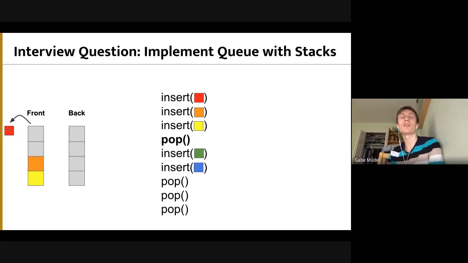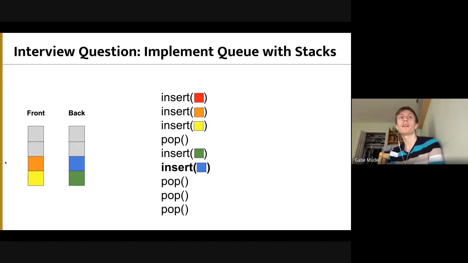We've removed the front of our queue, and then we also have access to the next two elements. So if we wanted to pop again, we'd pop the correct element, and if we wanted to pop again, we'd also pop the correct element here, because this is the queue ordering. Okay, and then when we insert, we add this green, we add this blue, right? And then let's say we want to pop now. This time we don't have to move this stuff over, and actually we shouldn't, because we won't pop the right thing, because this is the front of our queue.